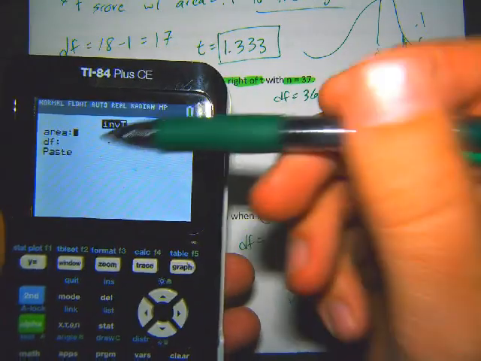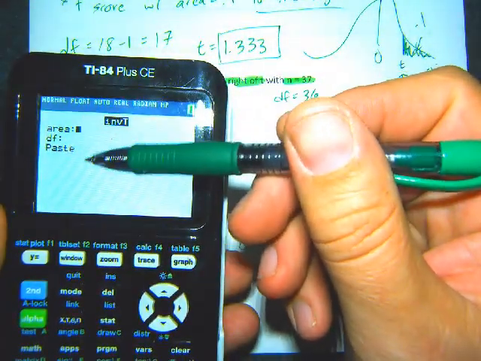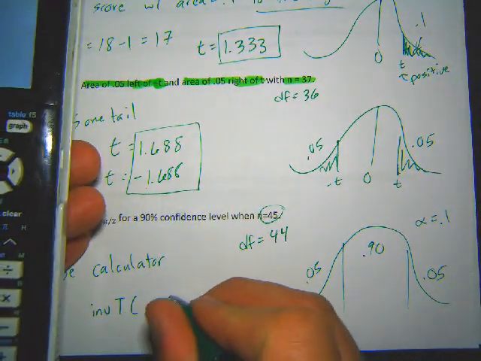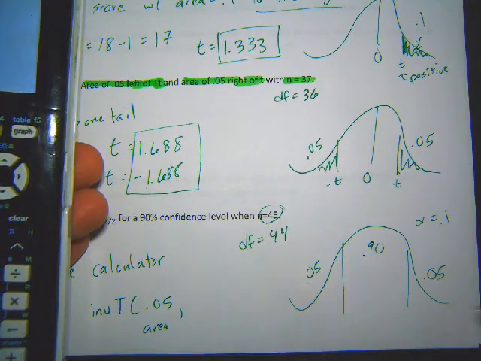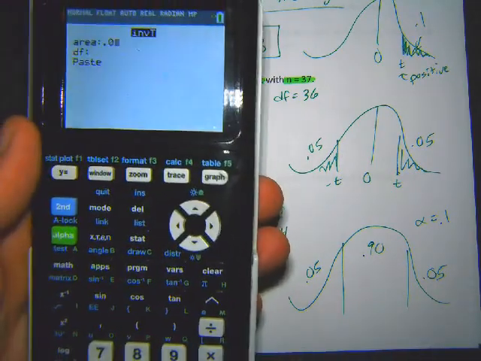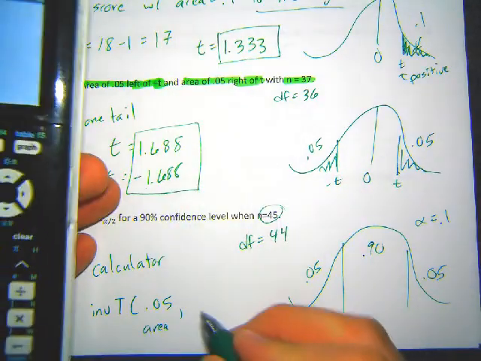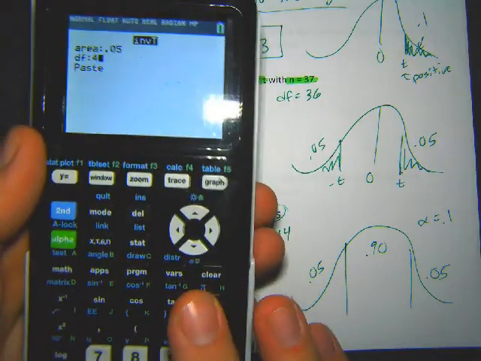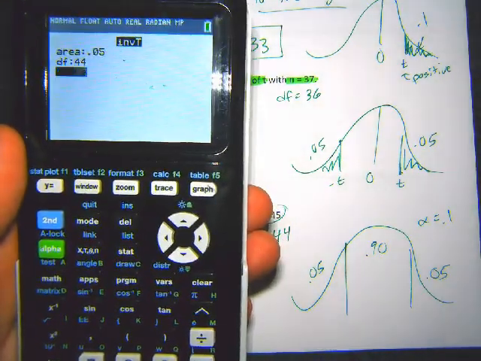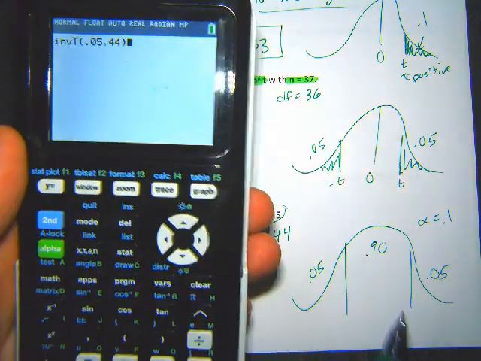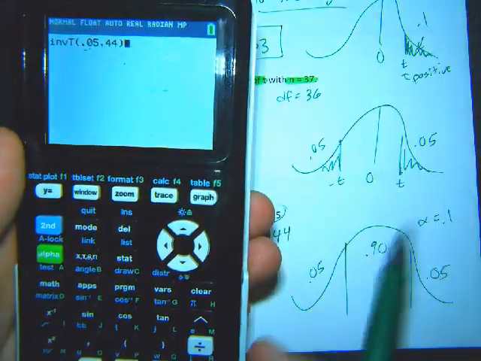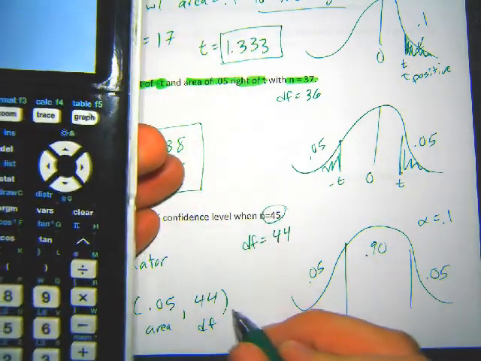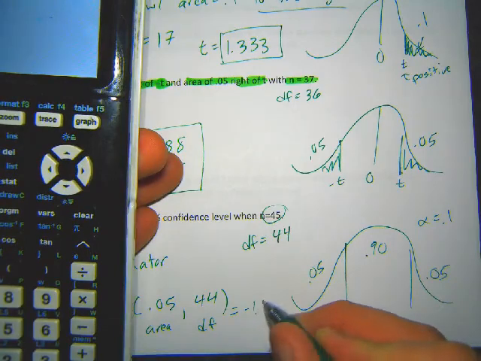Hit enter, and it's going to need two things. It's going to need the area and the degrees of freedom. So I'm going to give the area. Notice that the area is 0.05, right? And then the degrees of freedom. So the degrees of freedom in this case was 44. Put that in, hit enter. Again, you might have to type it like this in your calculator. You just get the inverse t and type 0.05 and then 44. And it'll give us the value. So we get negative 1.680.